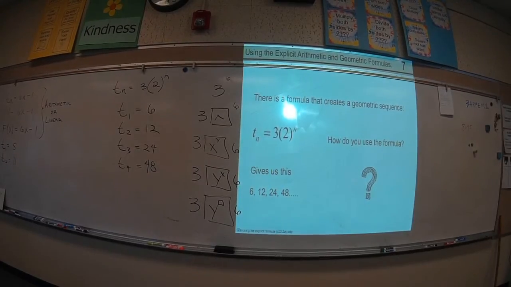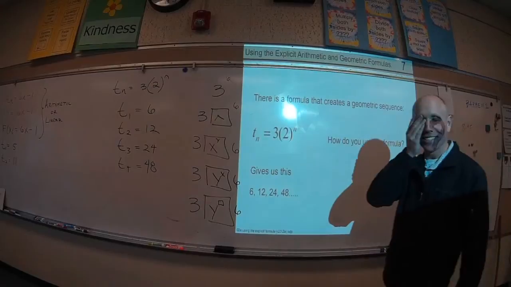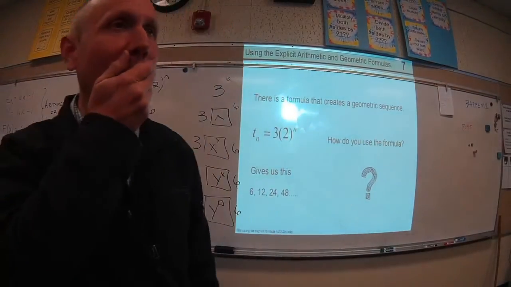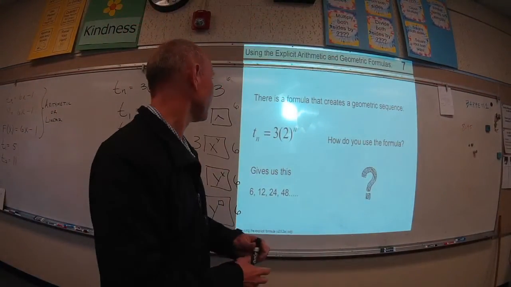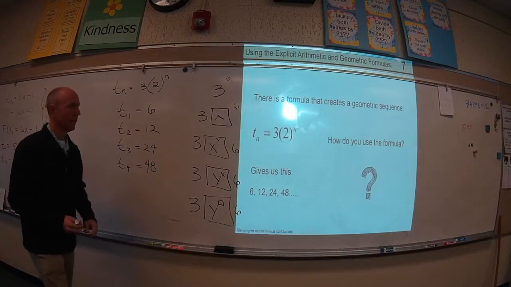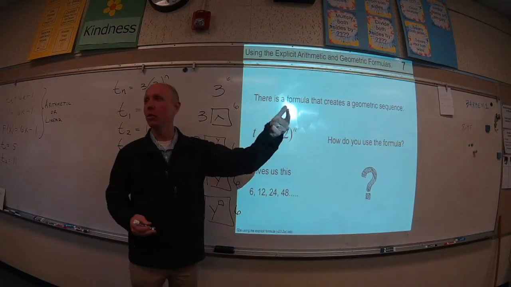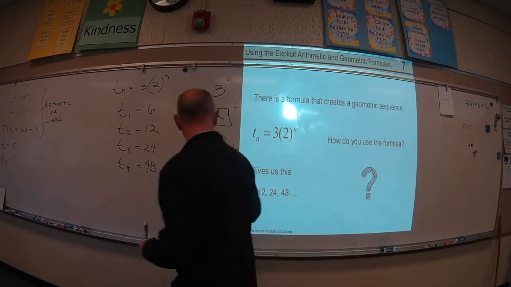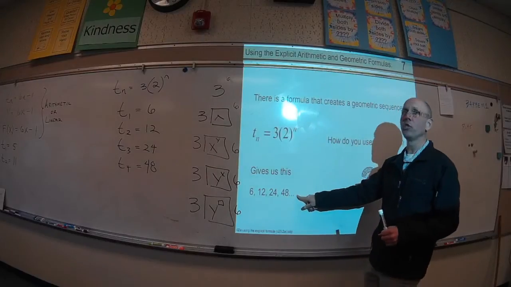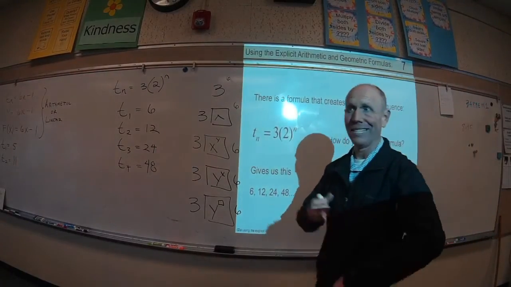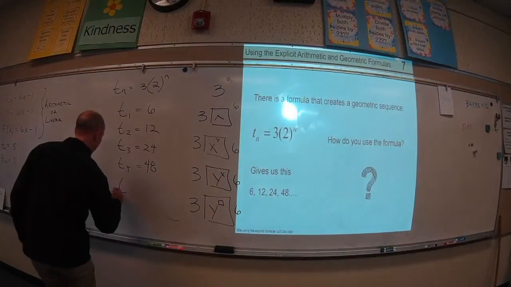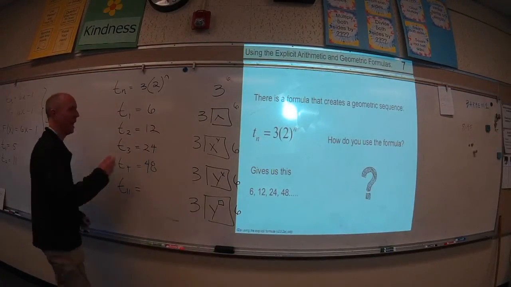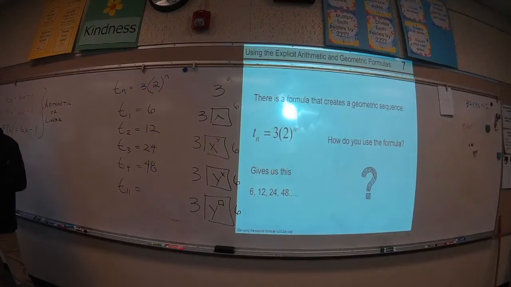Good, I'm glad it works. Now that you don't have to go 2 times 2 times 2 times 2 times 2 times 2, I would like you to tell me, we went out to t sub 4. Well, I want to jump out here to t sub 11. What's going to happen at t sub 11?